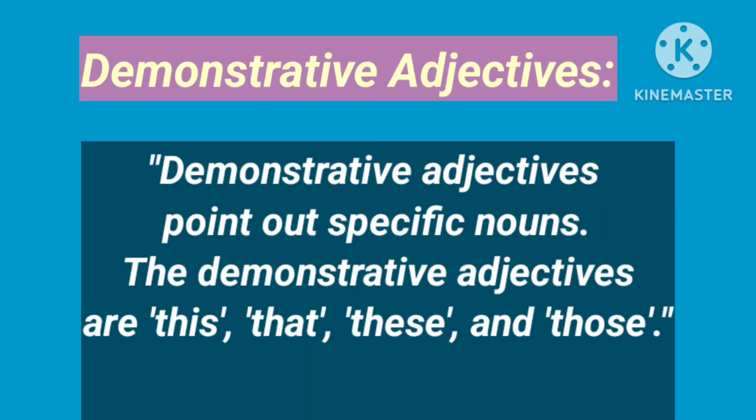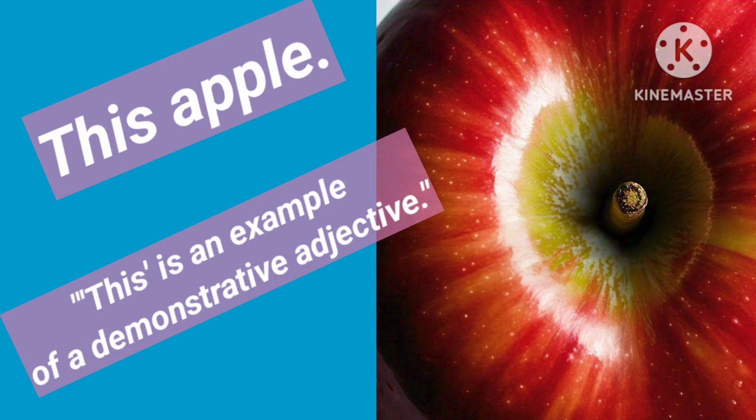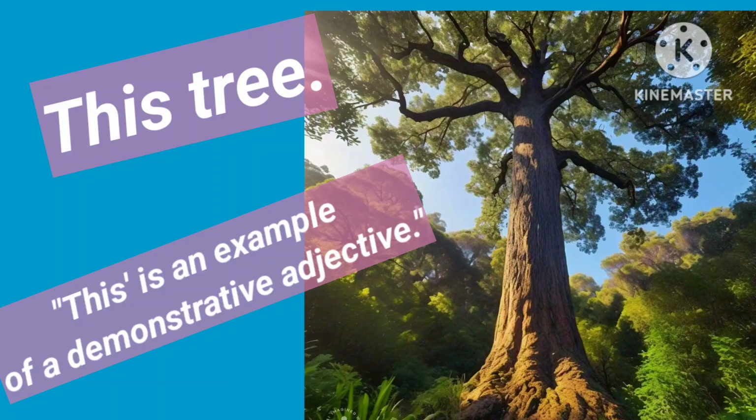Demonstrative adjectives. Demonstrative adjectives point out specific nouns. The demonstrative adjectives are this, that, these, and those. For example, this apple. This is an example of a demonstrative adjective. This tree. This is an example of a demonstrative adjective.